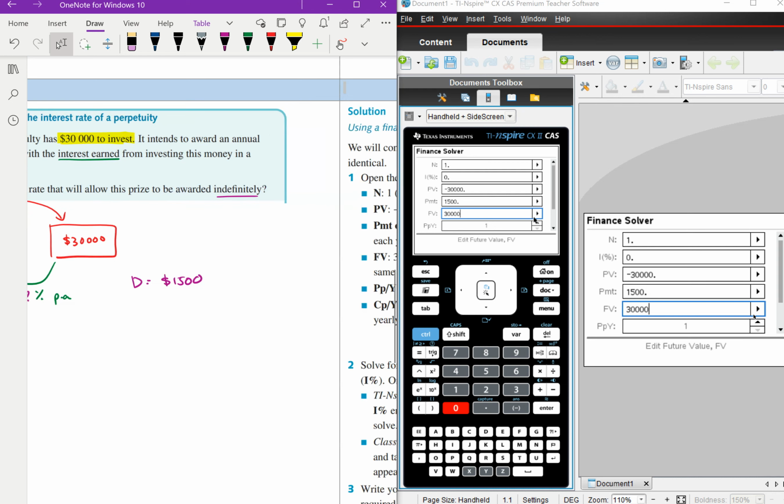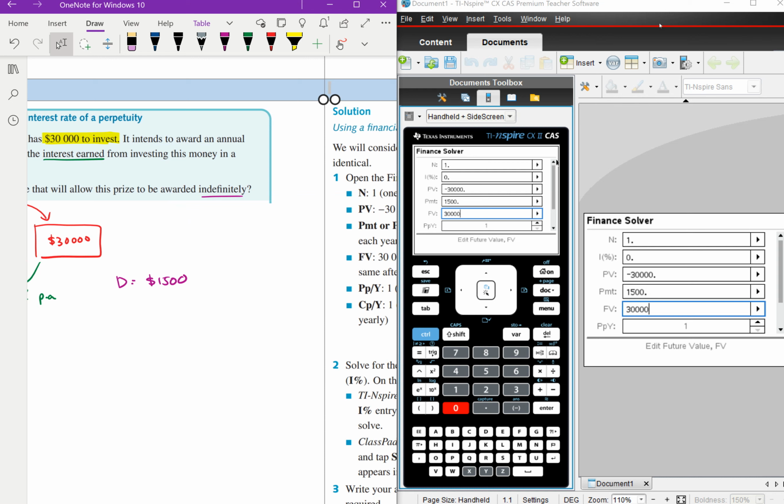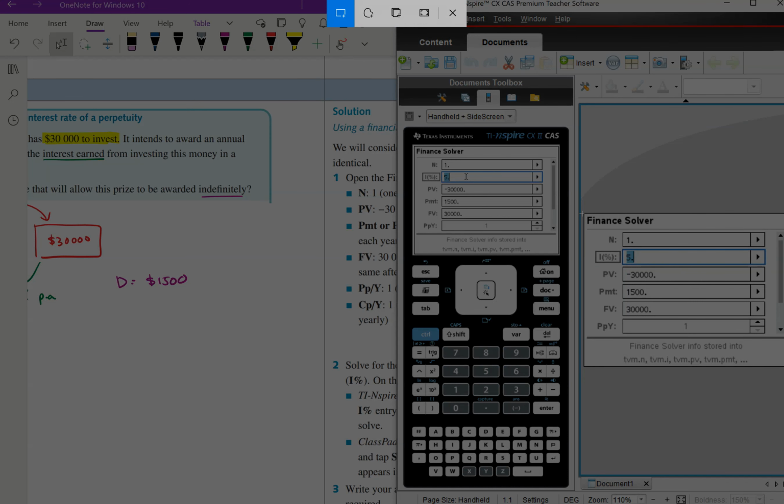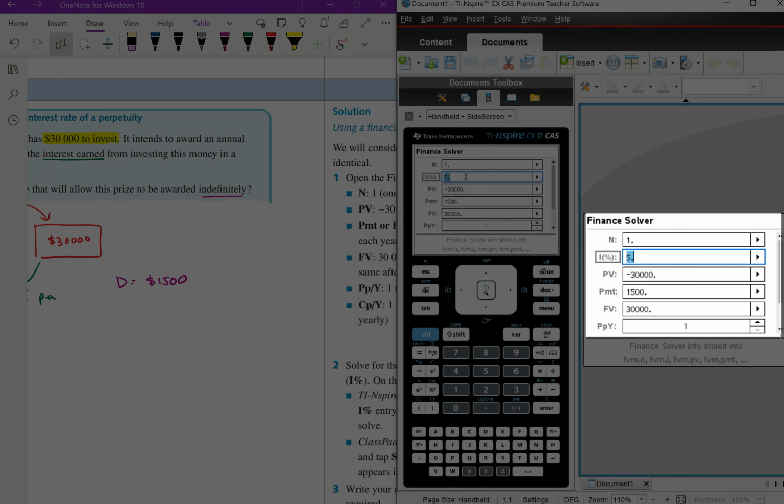So then I go back to your I, so interest, and you press enter here, and that should tell me the interest rate that I would need. So I'm going to press enter, and it comes up with 5%. So it shows me that I need a minimum of 5% per annum.